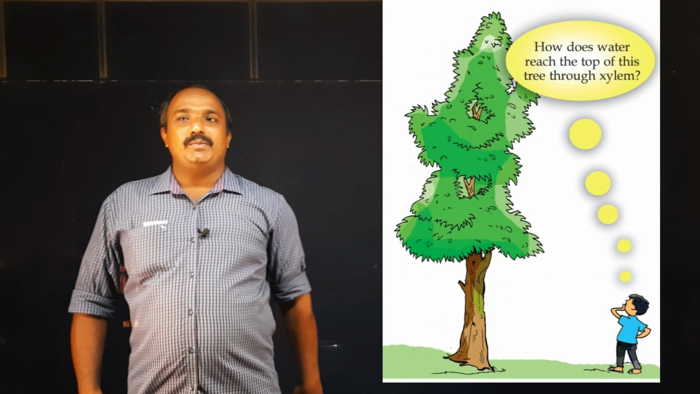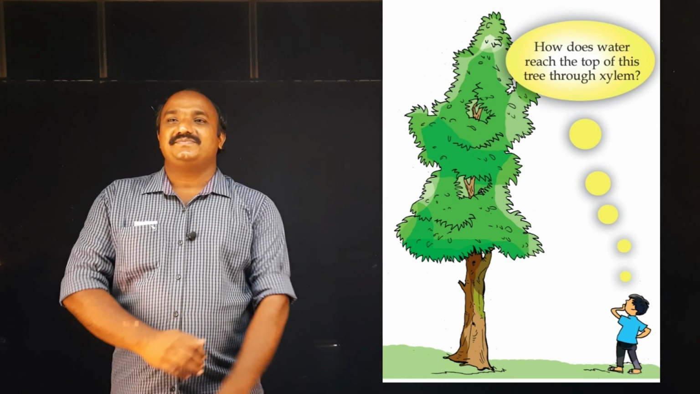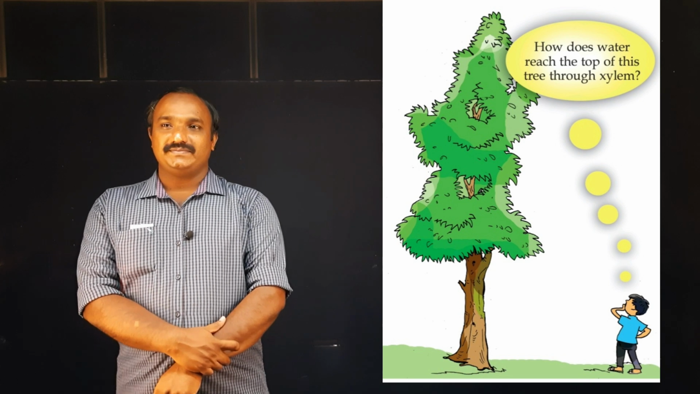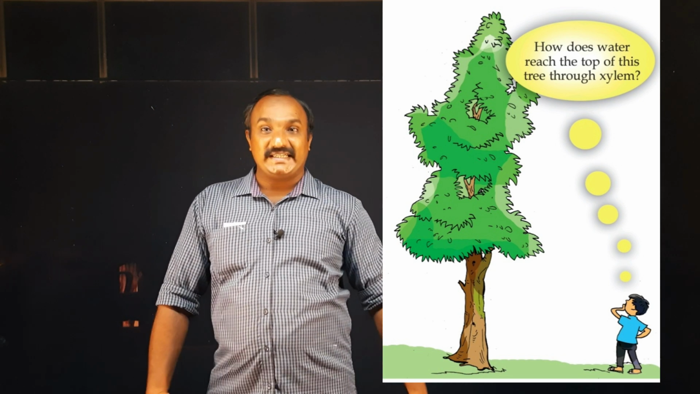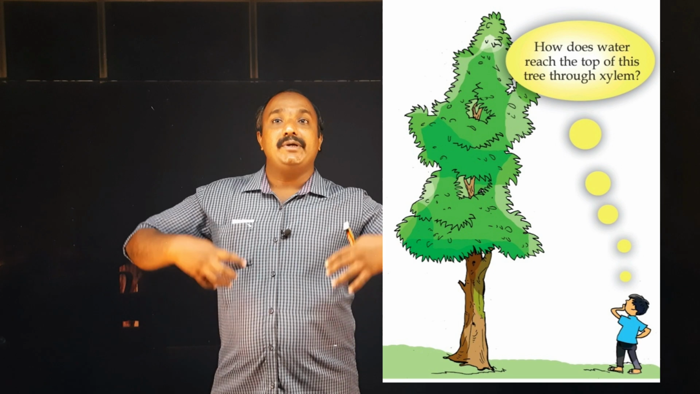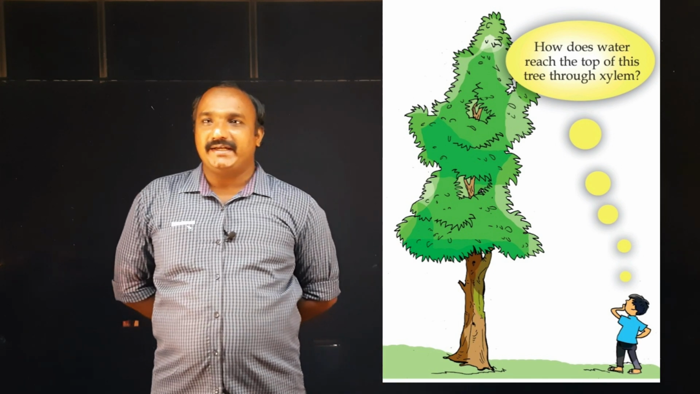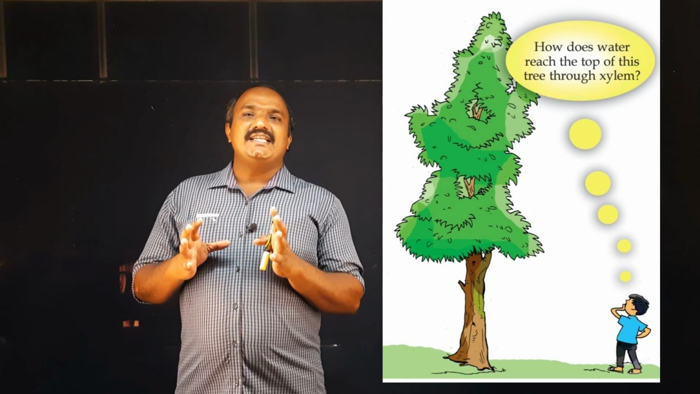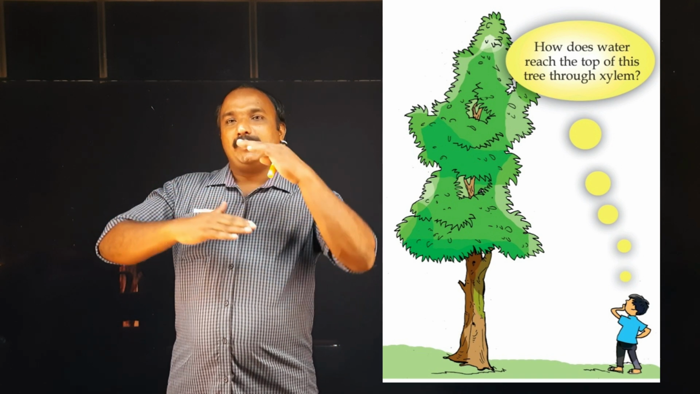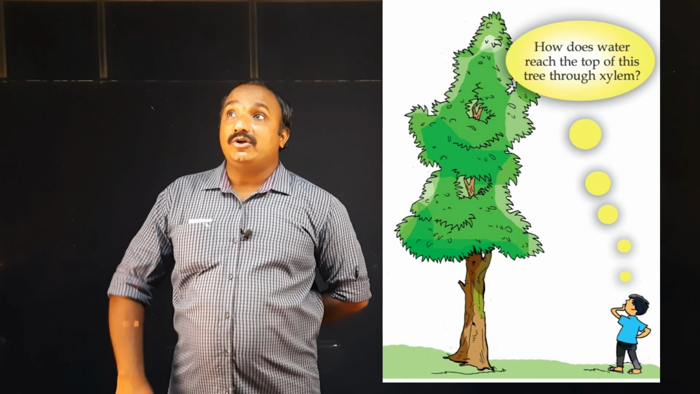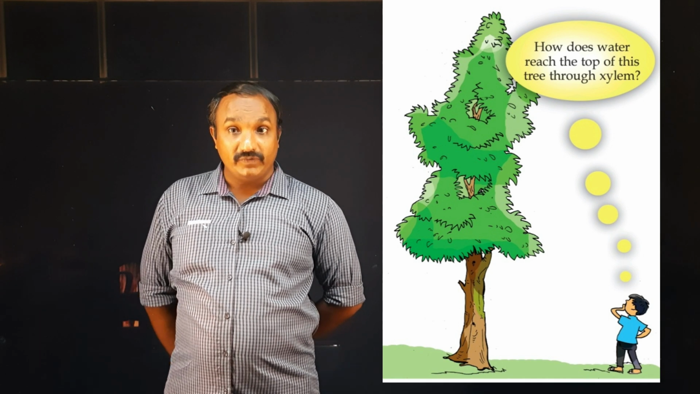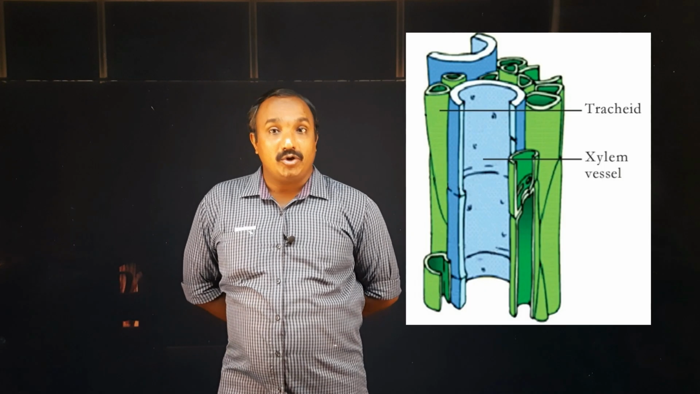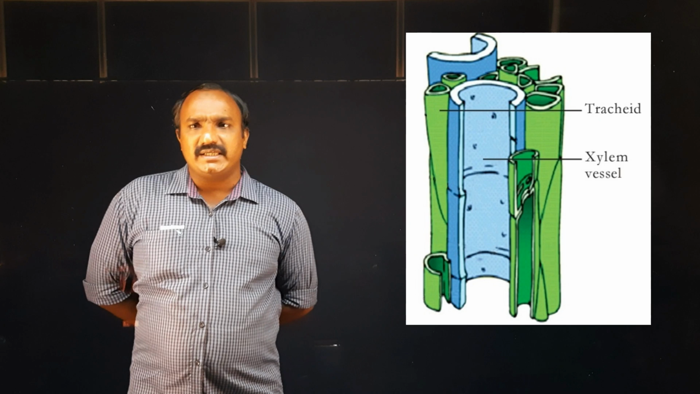Now you can see an image on the screen itself. There, one child is asking a doubt: how is the water from the root able to reach the top of such a plant? We have studied just now that the xylem vessels are arranged one on top of the other, and they form a long pipe from the root to the leaf. So through such a long pipe, how is the water able to move?